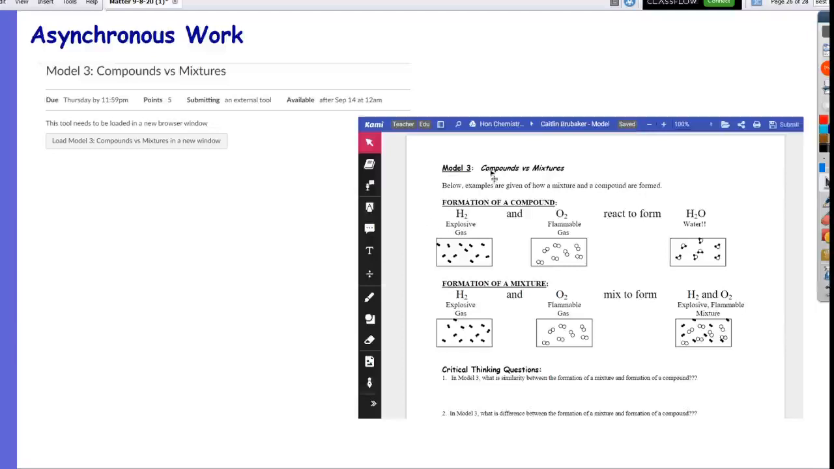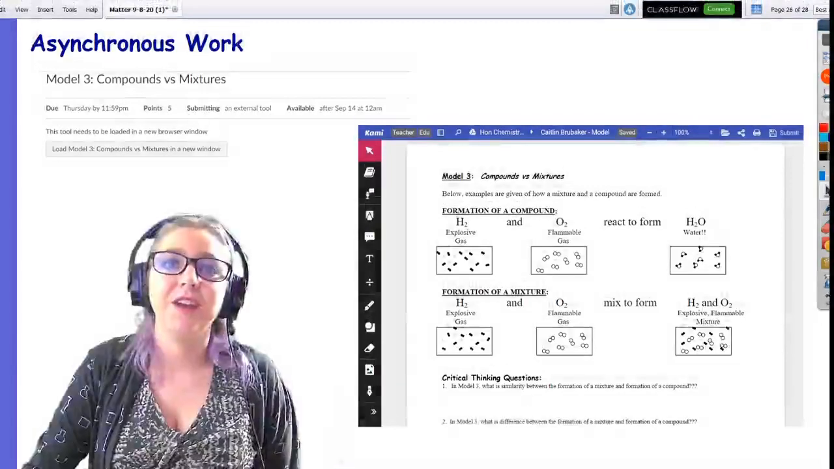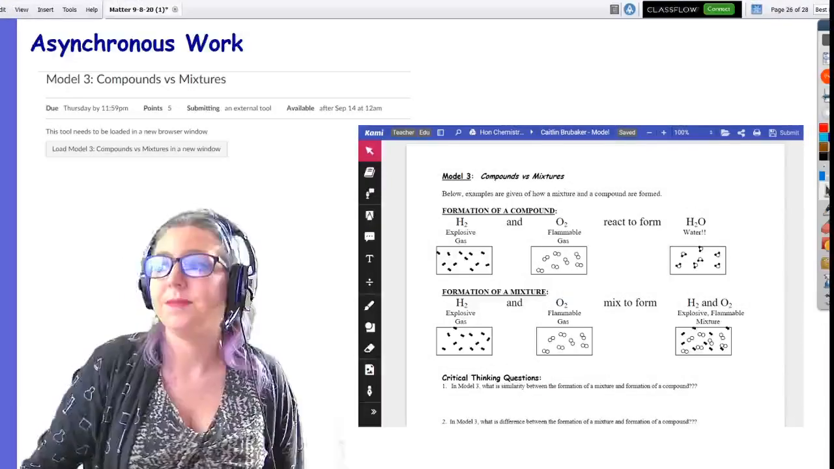And then your current events assignment is still due. Your current events in science and chemistry was assigned last week. And you were told you had a full week to get it in and finished. And so that is this Thursday or this Friday of this week. So don't forget about that.